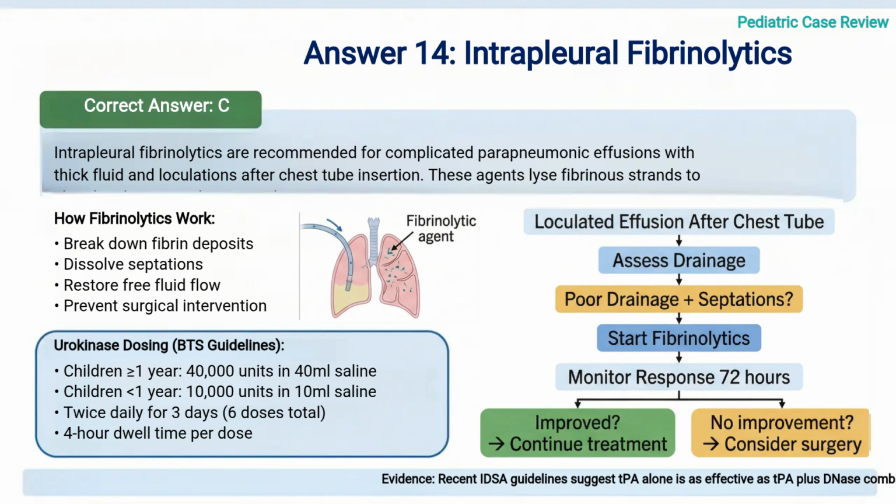The decision algorithm is loculated effusion after chest tube, assess drainage. If poor drainage with septations, then start fibrinolytics. Monitor response over 72 hours, and if no improvement, then consider surgery. Recent Infectious Diseases Society of America evidence suggests tissue plasminogen activator alone is as effective as combined tissue plasminogen activator plus deoxyribonuclease therapy.